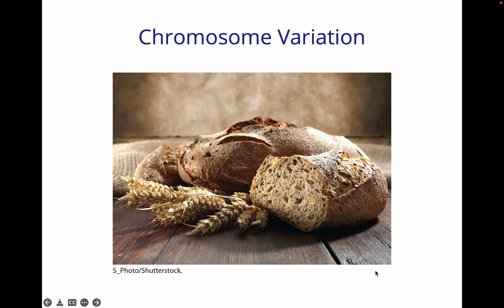All right, we see chromosome variation in various organisms, and one in particular we're going to talk about is wheat. Wheat has a highly complex genome, and it is tied to evolutionary history, primarily because it is a hexaploid organism, meaning that it has 6 copies of genetic information, and these 6 copies are derived from 3 different species.